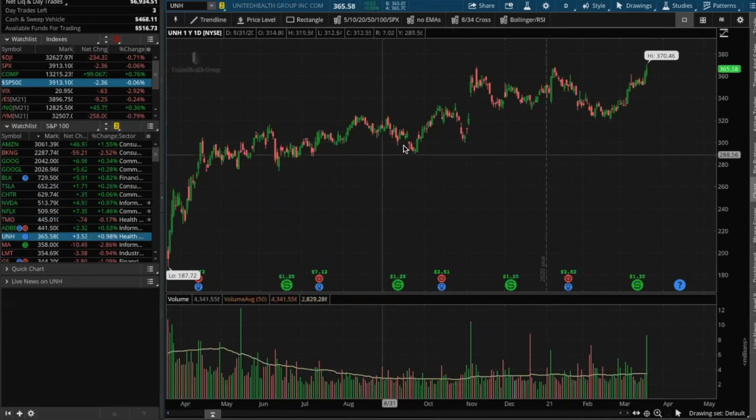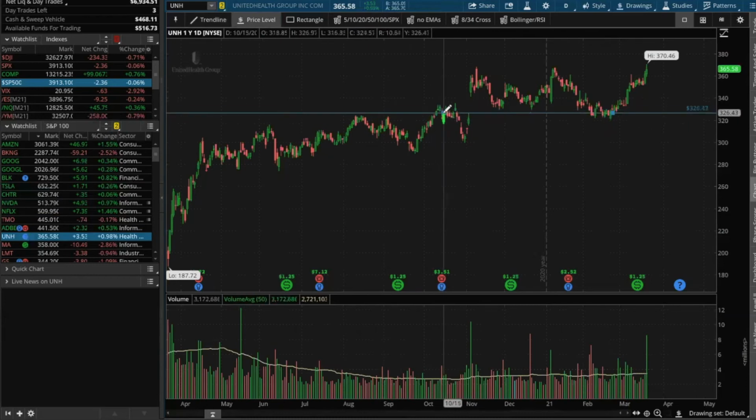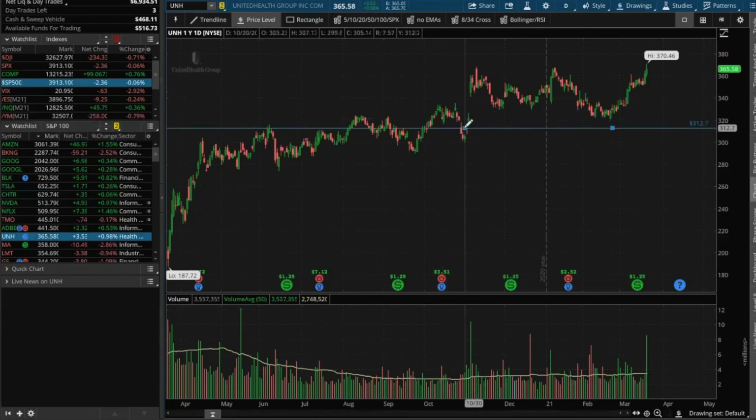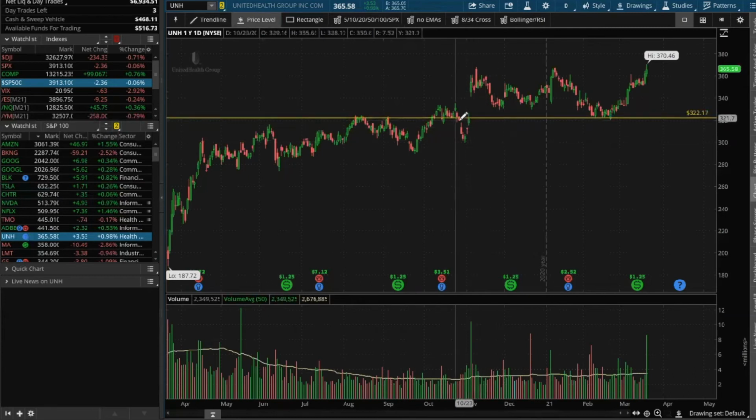UNH, United Health Group. Looks like we have an area of support that was some old resistance zone. This is coming into play as resistance. This zone area here, resistance, where it couldn't bounce up. Then it finally did on this gap. I'll draw the line there. Look at it, it gapped up from there. So it must have been some good stuff coming out there.